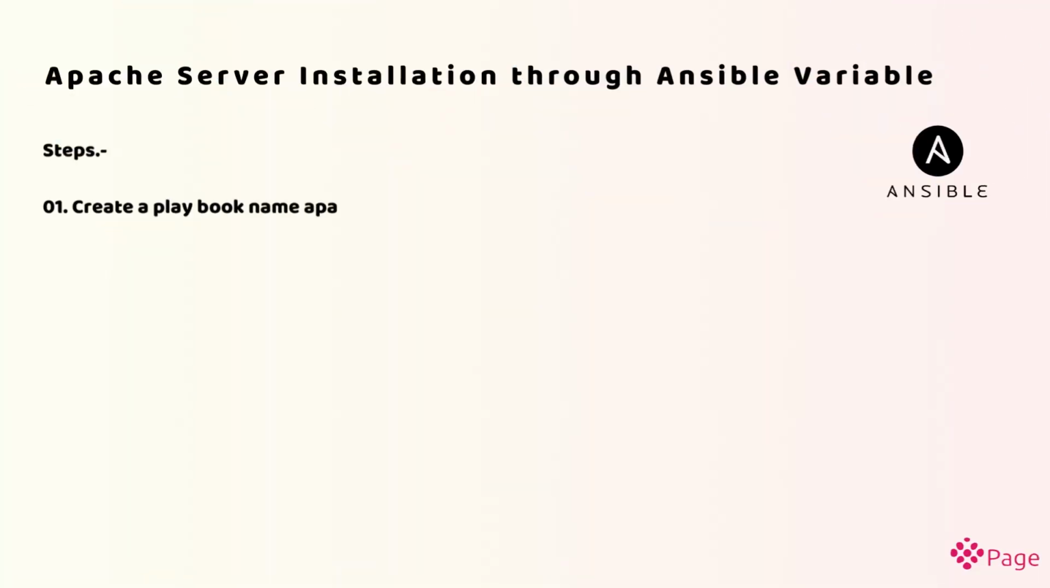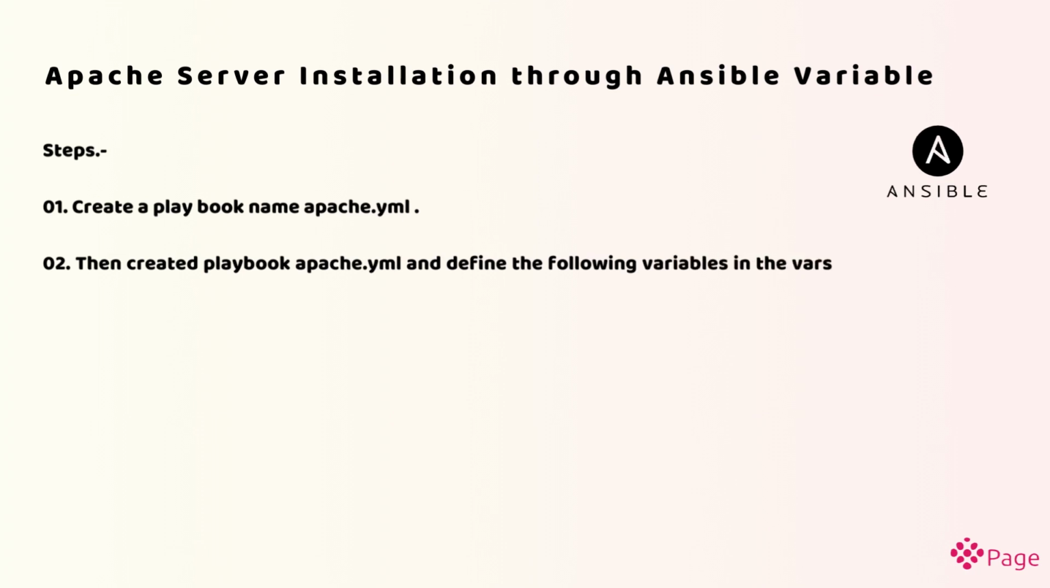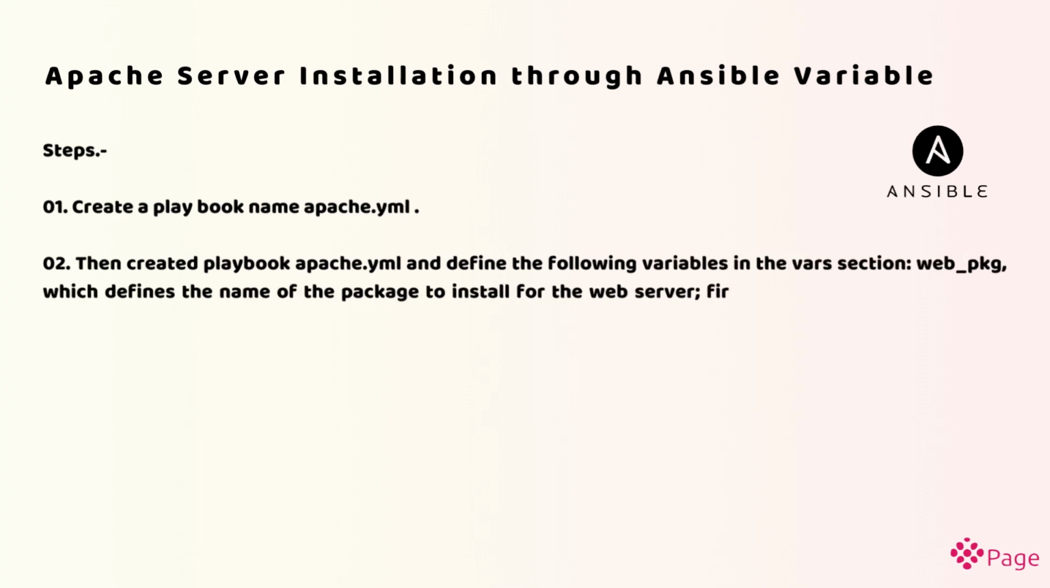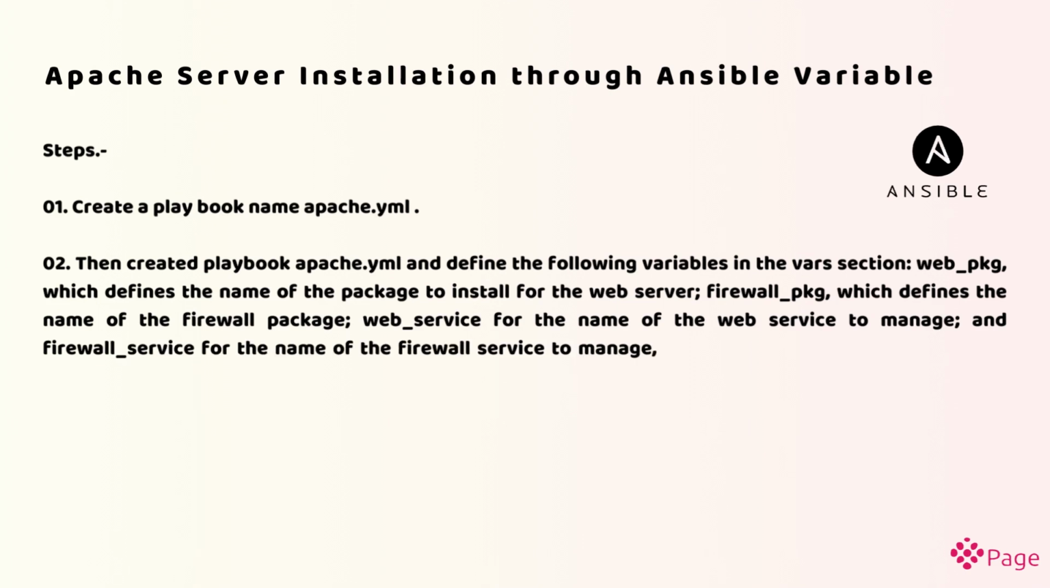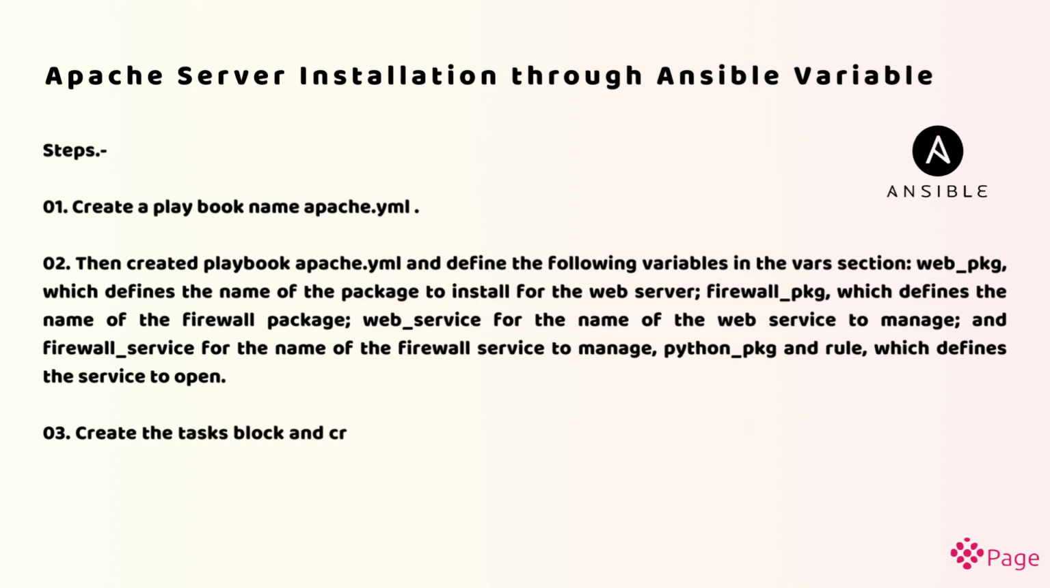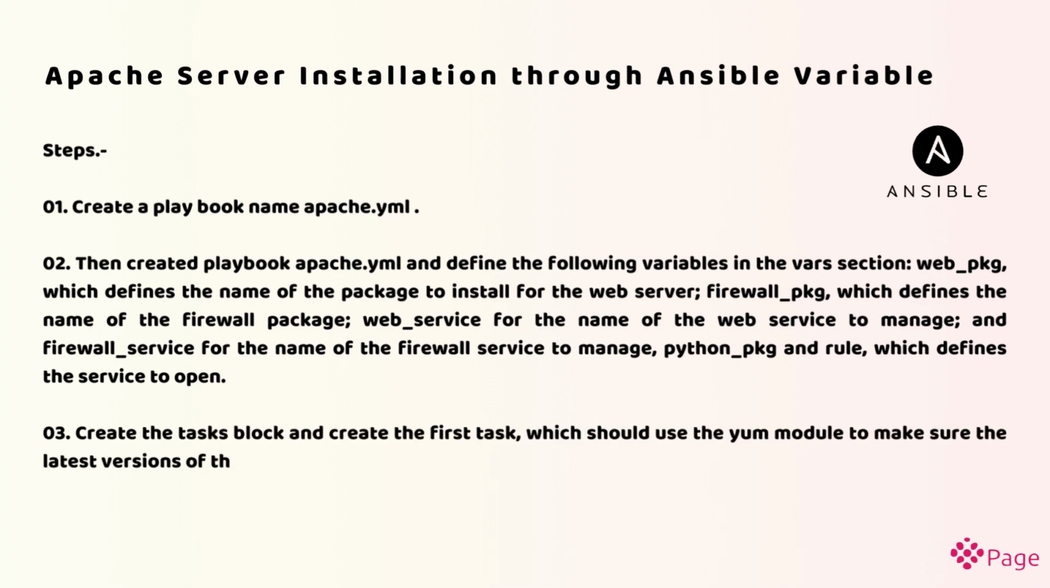Steps. Create a playbook named apache.yml. Then in playbook apache.yml, define the following variables in the vars section. web_package, which defines the name of the package to install for the web server. firewall_package, which defines the name of the firewall package. web_service for the name of the web service to manage. And firewall_service for the name of the firewall service to manage.